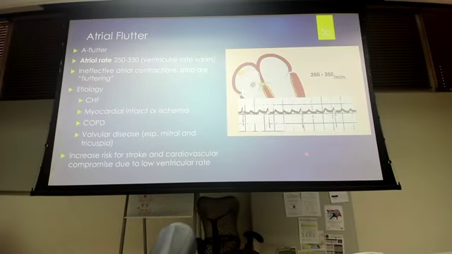So if we come back to this then, we've got these flutter waves, 1, 2, 3, flutter waves, 1, 2, 3. Do you see the difference between this R to R and this R to R?